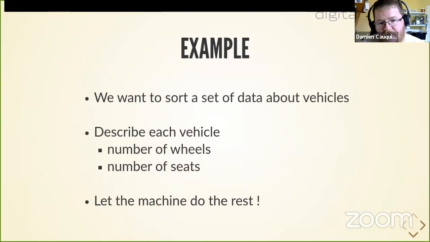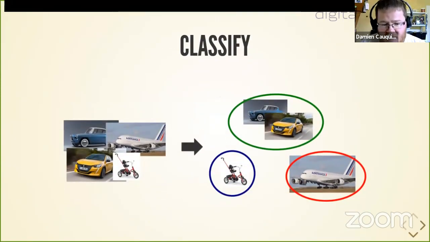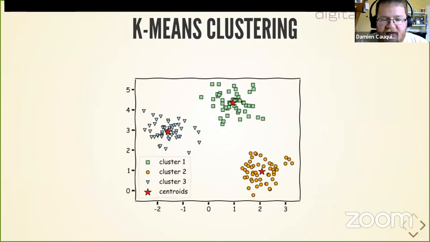For example, if we want to sort a set of data about vehicles, then we are going to describe each vehicle with the number of wheels and seats, and let the machine do the rest. If I give some images of these vehicles with the specific data, number of seats and wheels, then this machine can create groups of similar vehicles and then give me the answer. But the machine cannot tell that this is a plane or this is a car. This machine just gives me groups of similar items. This is done technically with some clustering algorithm.